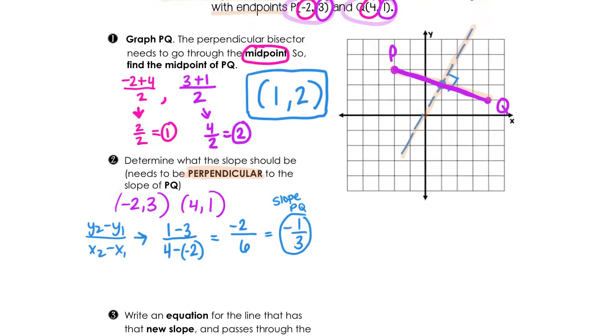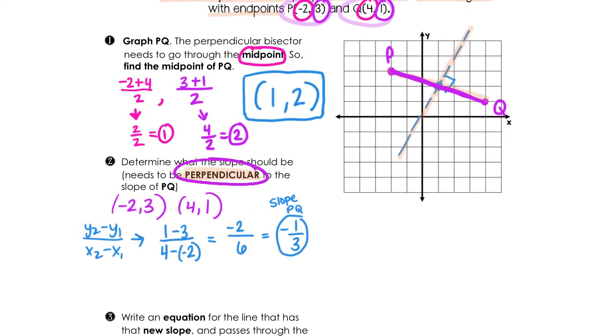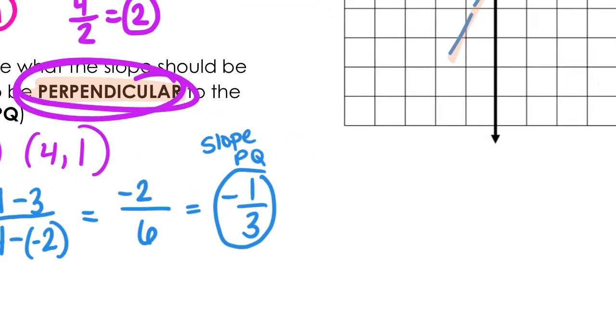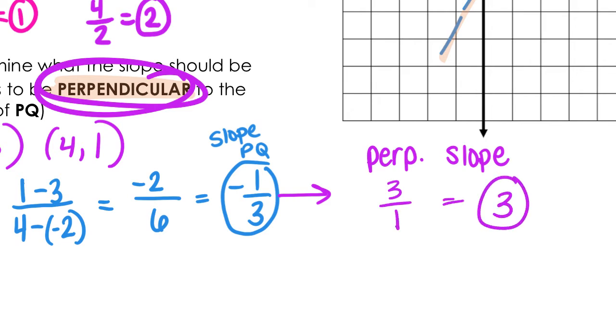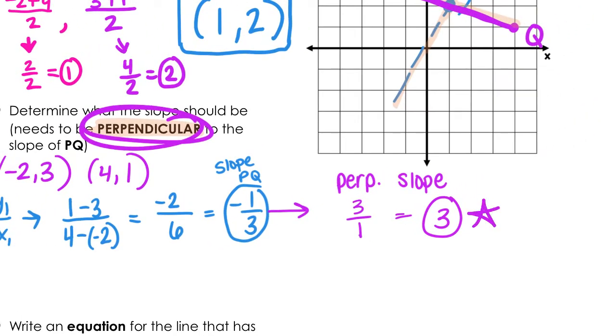Now, we want a slope that is perpendicular to that. And you got to remember how to do that. I want a perpendicular slope to that, right? So the perpendicular slope is going to be opposite reciprocal, which means you flip this and you change the sign, right? So this is going to become positive 3 over 1, which is the same thing as just positive 3. And this one's really important. I'm going to put a star next to it.